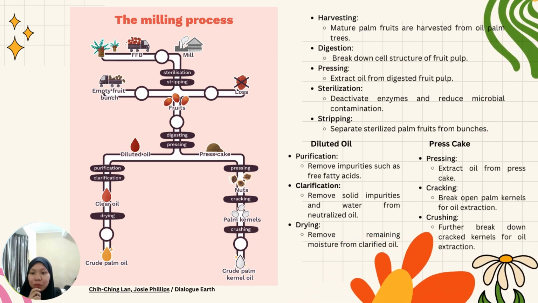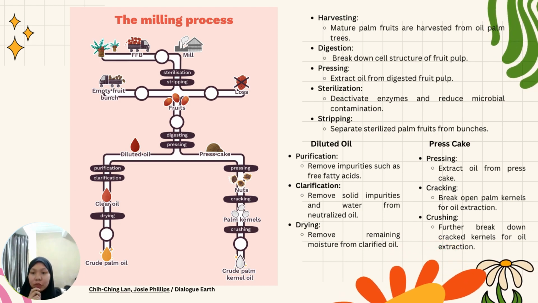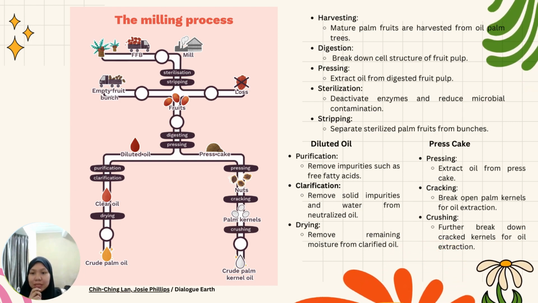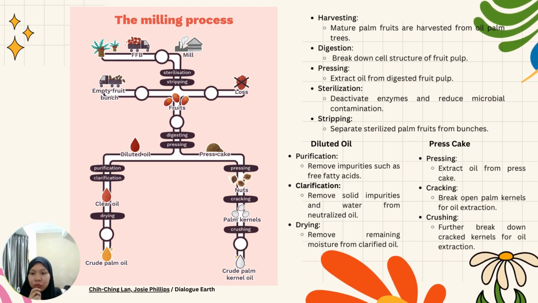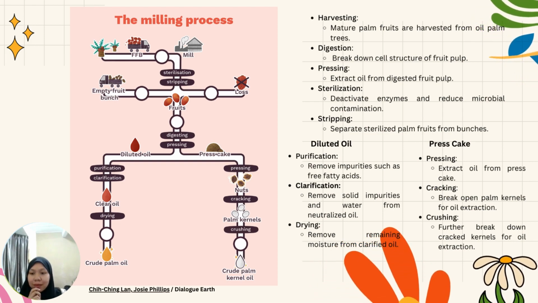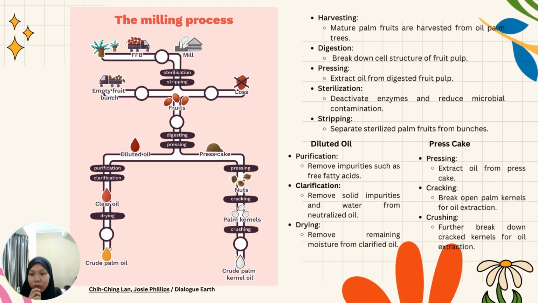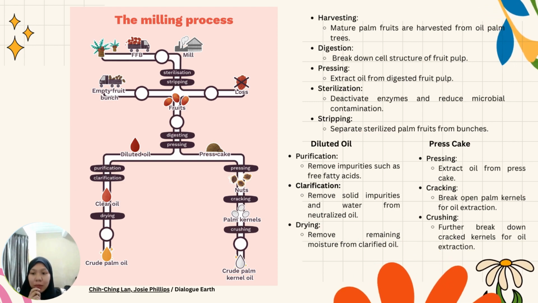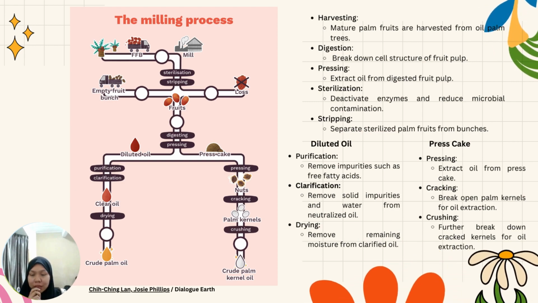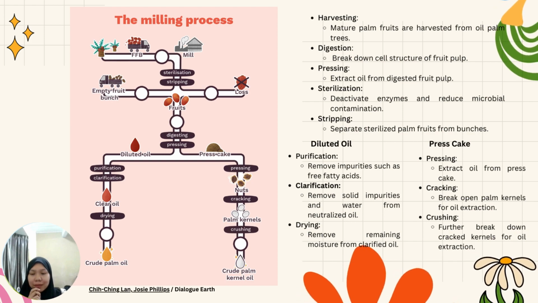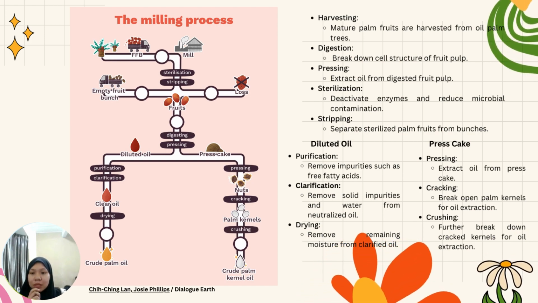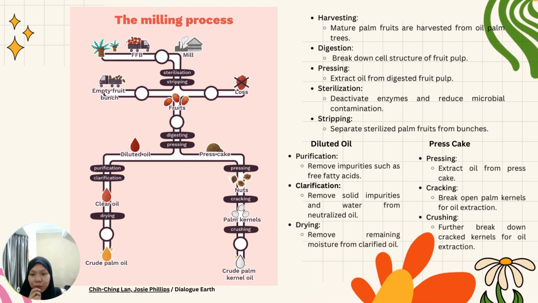The cracking process aims to break open the palm kernel to facilitate oil extraction. Cracking machines or nut breakers are commonly used for this process. This is where the pressed cake containing palm kernel is fed into the cracking machine. The kernels are subjected to mechanical force to crack open their hard shells, exposing the oil-rich kernel inside. The cracked kernels are separated from the shell fragments using sieves or other separation equipment.